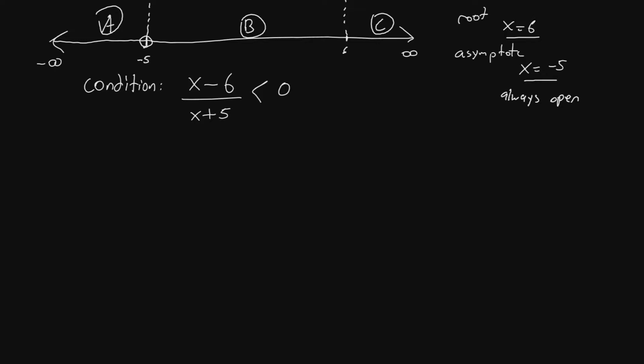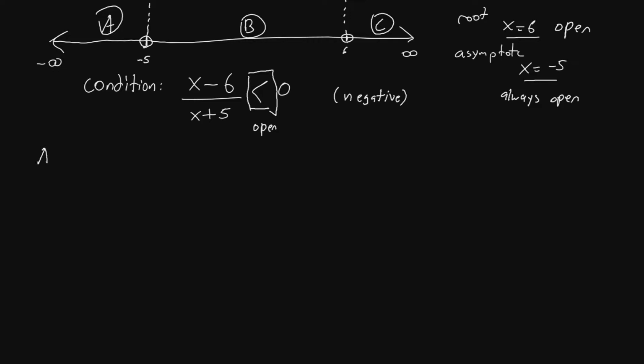To know whether the root is open or closed, we check the condition. The condition says it is strictly less than 0. That means that is also open. Therefore, the root will be open, and we'll place an open circle at 6 as well. Also notice that the condition says strictly less than 0, so we will say that we are looking for negative answers because those are the numbers that are less than 0.